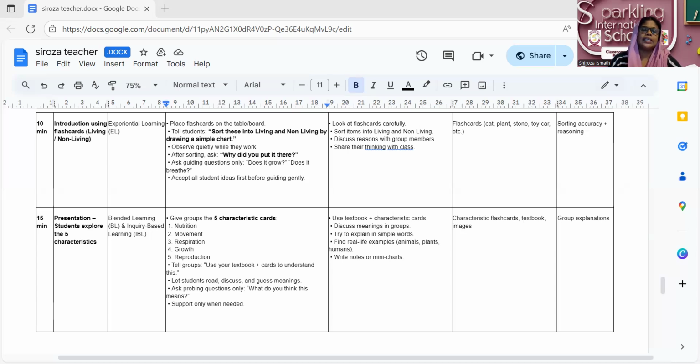As a teacher, I place different flashcards on the whiteboard, such as cat, plants, stones, toy cars. Then I will tell the students to sort these pictures into 2 groups, living and non-living. You can draw a simple chart in your book or on the board. While they work, I will observe quietly and give support, but I never give the answers for them.